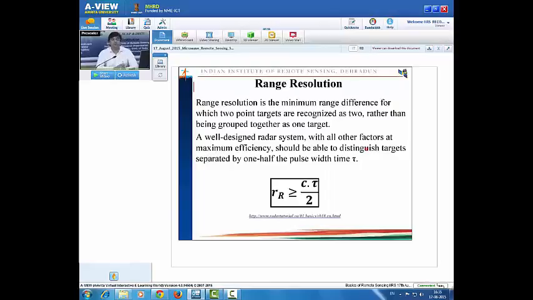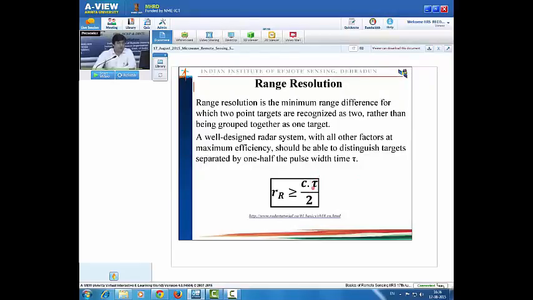Now again going to the range resolution. We have already talked about azimuth resolution and its concept. Now coming to the range resolution. Range resolution is the minimum range difference for which two point targets are recognized as two separate objects. Otherwise, if the sensor is not able to identify the two closely spaced objects, then both points will be detected as one point. So range resolution is defined in terms of pulse width.